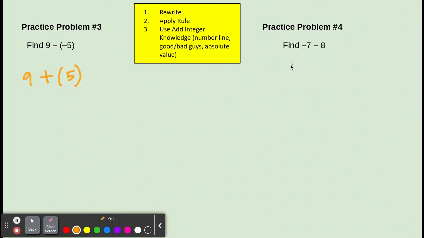All right, this last one, we do need to rewrite it so it's in the form that we can use to apply the rule. So negative 7 minus a positive 8. That means applying the rule becomes negative 7, keep, change, switch. Now we have a negative 7 plus a negative 8. If we use good guys, bad guys, that would be pretty straightforward. And same with absolute value. With absolute value, we notice that they had the same sign, don't they? So we just add them, right? And keep the sign.